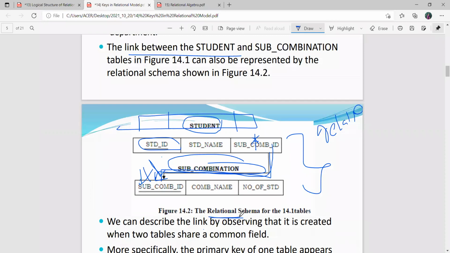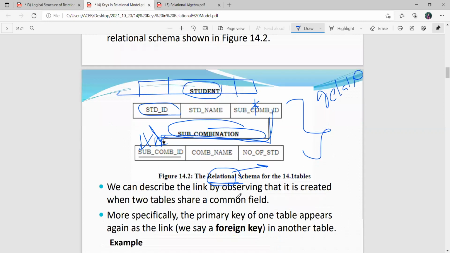So this is the relational schema. Relational schema, relation means tables. So this relational schema represents the relationship between the tables. You can see the student and the subject combination. The subject combination ID of the student has a link to the subject combination ID from the subject combination table. You can create a schema like this.